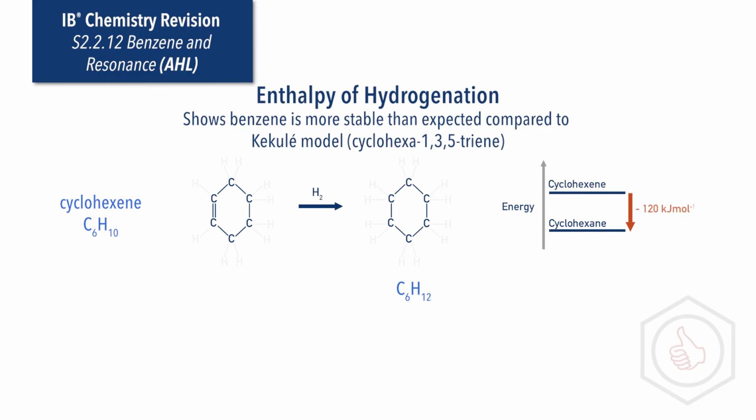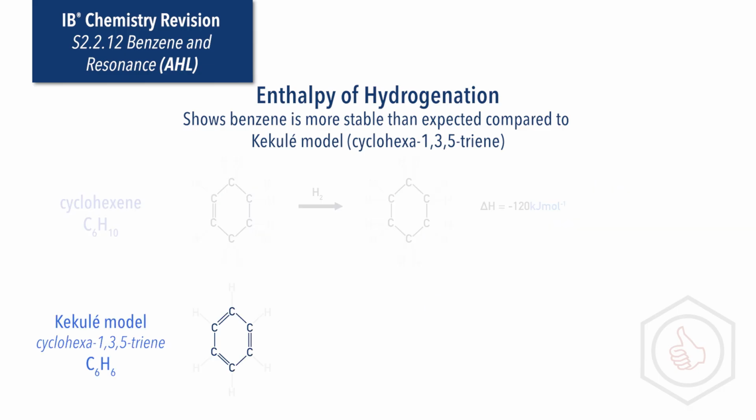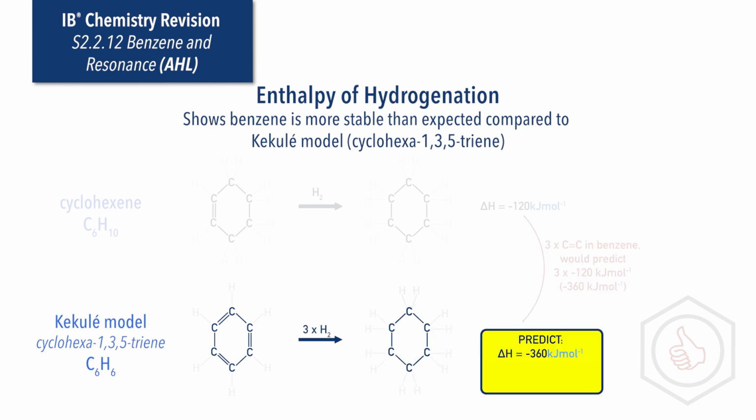Well, cyclohexene contains one carbon-carbon double bond. The theoretical Kekulé model of benzene contains three carbon-carbon double bonds. So, if 120 kilojoules of energy is released when the one double bond in cyclohexene is hydrogenated, we would predict that approximately 360 kilojoules per mole would be released when the three carbon-carbon double bonds in the Kekulé model of benzene are hydrogenated. But actually, when benzene is hydrogenated to form C6H12, only 208 kilojoules of energy are released.